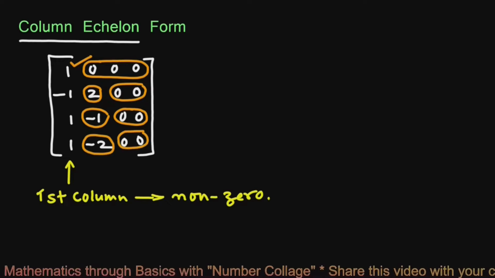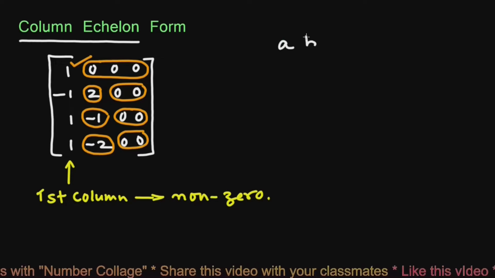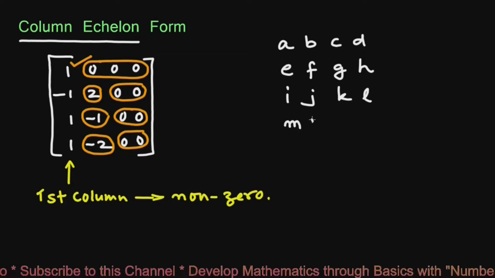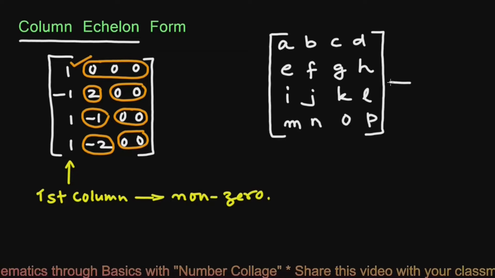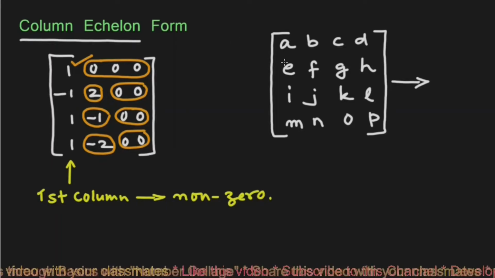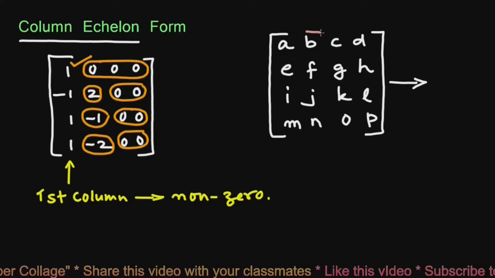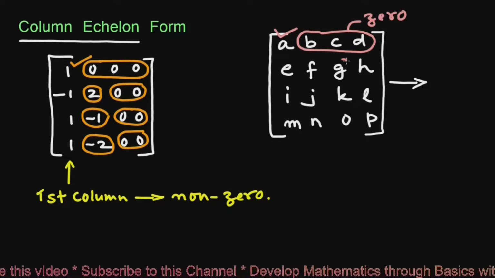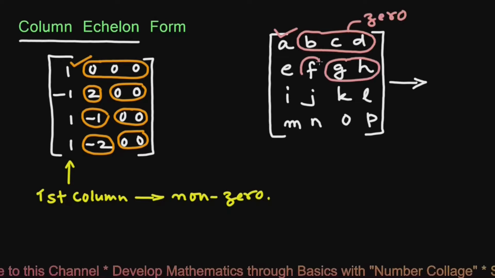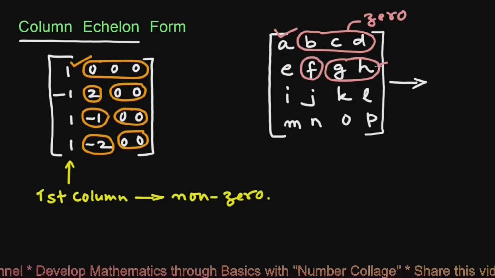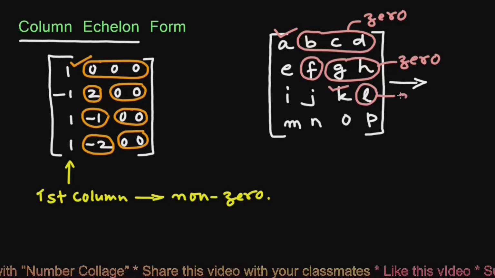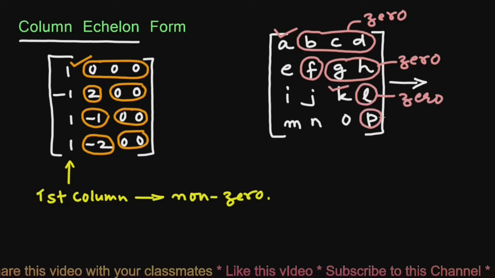In order to get a given matrix A, B, C, D, E, F, G, H, I, J, K, L, M, N, O, P in the column echelon form, we have to perform only column transformations. We first have to make all the elements to the right of the first element A 0, then all the elements to the right of the second element F of the second row 0, then element L which is to the right of element K 0, and finally this element P 0.